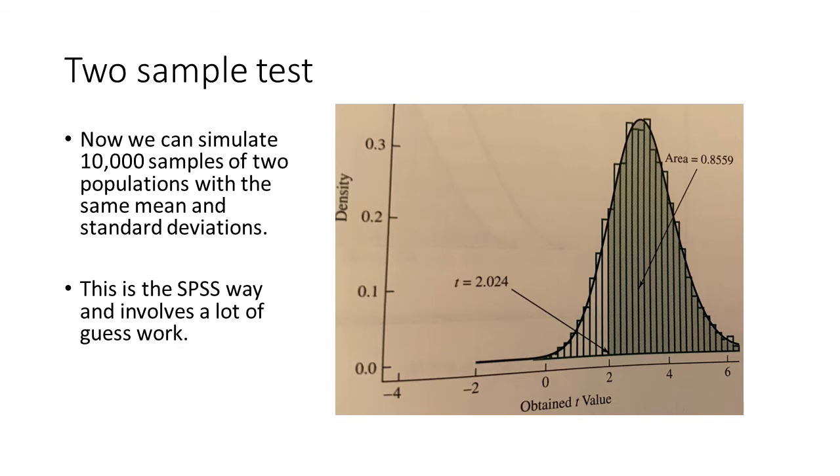So the actual math behind this, if we want to determine our power: we are going to take the t-value that we would get and the effect size value that we would get, and we are going to simulate 10,000 samples of these two populations with the same mean and the same standard deviation. And so the area that falls above that significance value, the percentage of that, is your power.